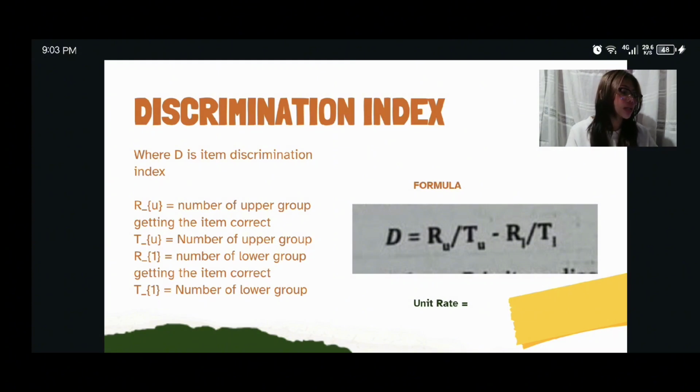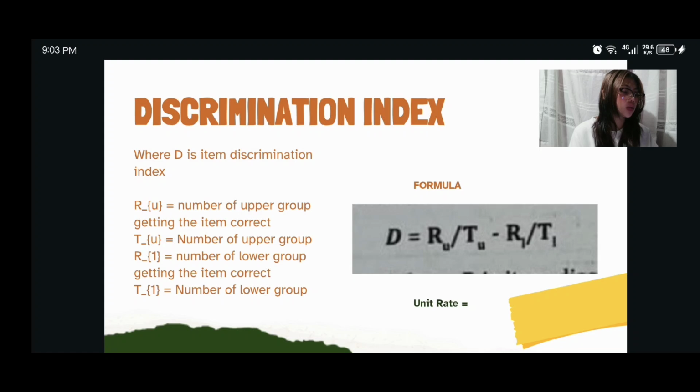D represents the item discrimination index. RU is the number of students in the upper, which is the high scoring group, who got the item correct. TU is the total number of students in the upper high scoring group. RI refers to the number of students in the lower, which is the low scoring group, who got the item correct. And last we have TI, which is the total number of students in the lower or low scoring group.